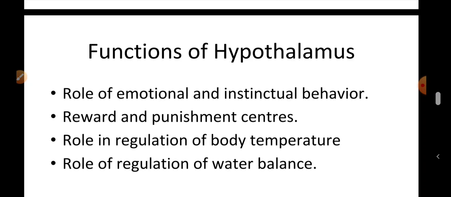The hypothalamus has a role in the regulation of body temperature. So, the hypothalamus acts as a principal integrating center for heat regulation by adjusting the balance between heat production and heat loss, and it helps to maintain the body temperature at 37 degrees centigrade. The anterior hypothalamus, and especially the preoptic area, is a heat loss center. The posterior hypothalamus is a heat gain center.